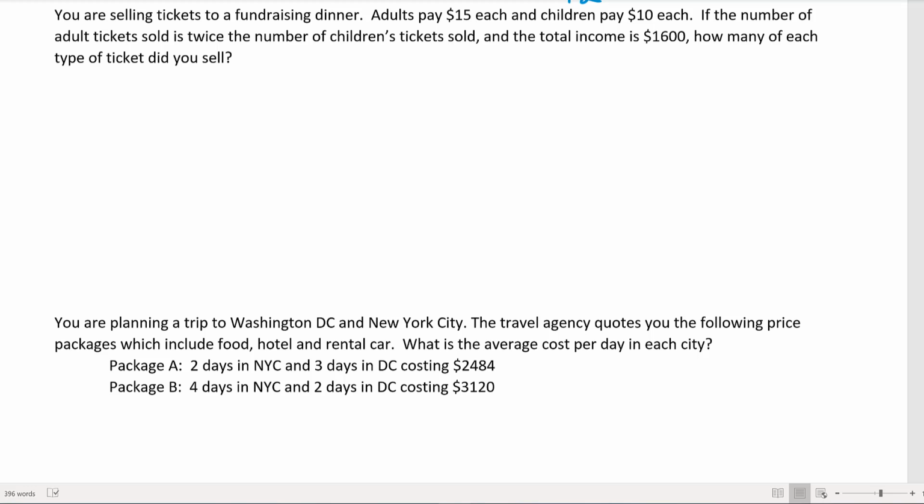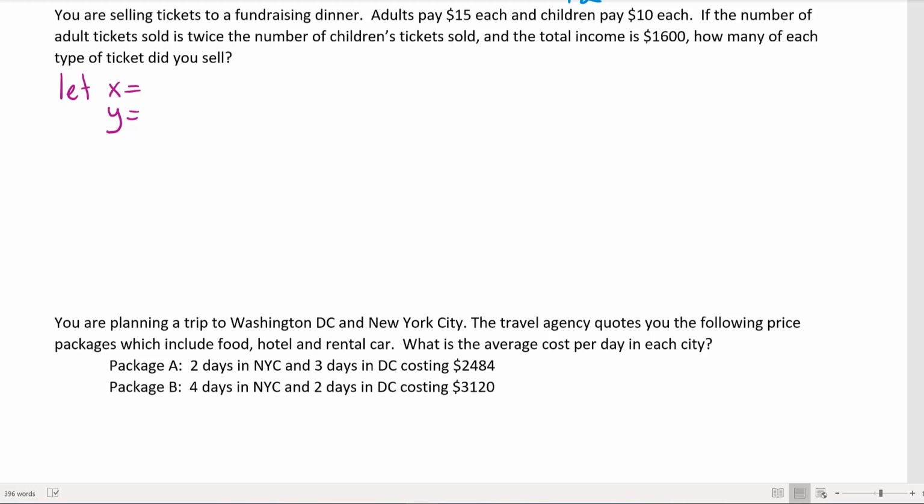So our first step of our next problem is to define your variables. So let x equal and y equal something. When I read this for the first time, I'm trying to figure out what are the two things I'm going to be looking for. You are selling tickets to a fundraising dinner. Adults pay $15 each and children pay $10 each. Those are two things, so that might be, we're talking about adults and children maybe.